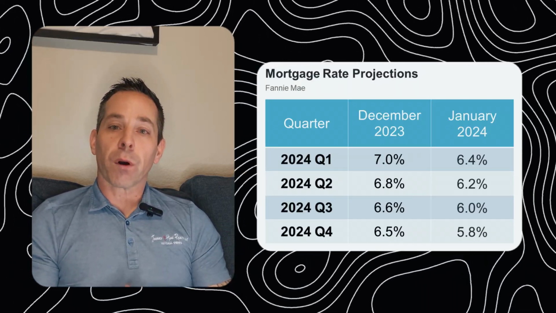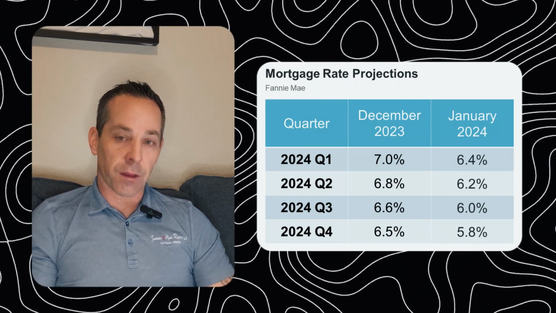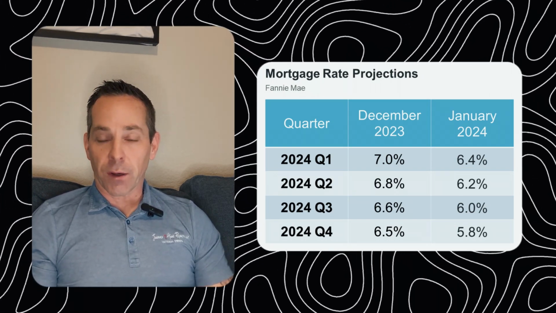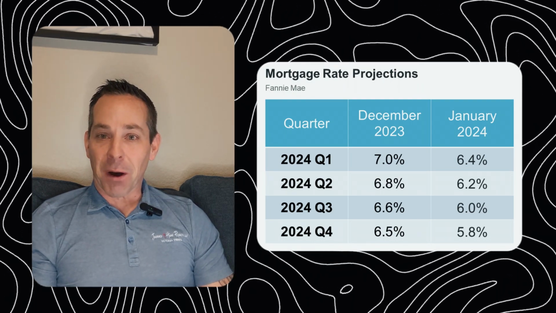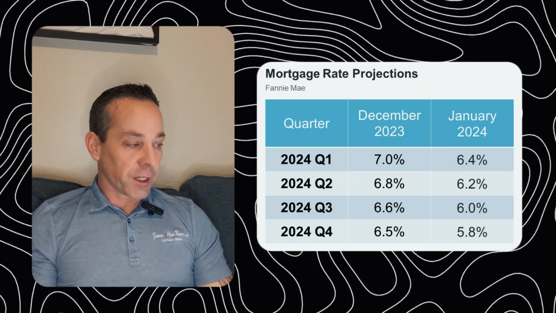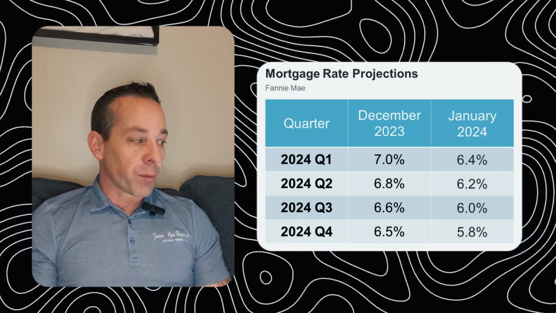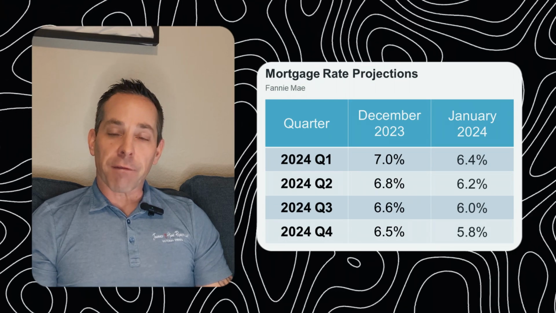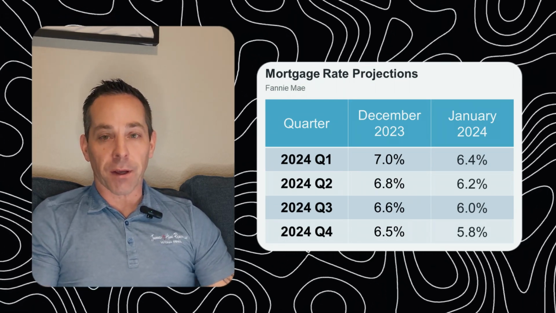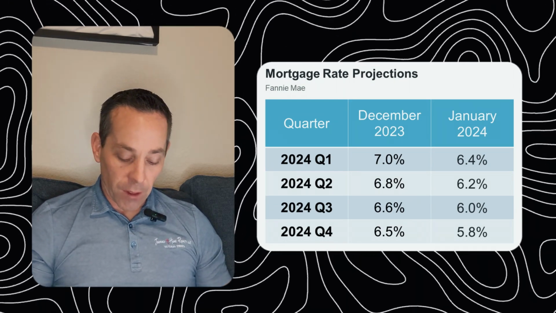This is the flow, quarter one, 6.4. I know that we're factually in quarter one right now, and we're sitting in the low 7s still. But quarter one ain't over until after April's over, so we're still a month and a half into quarter one. But 6.4, projecting 6.2 in quarter two, 6 in quarter three, and that 5.8, 5.9 area in quarter four.